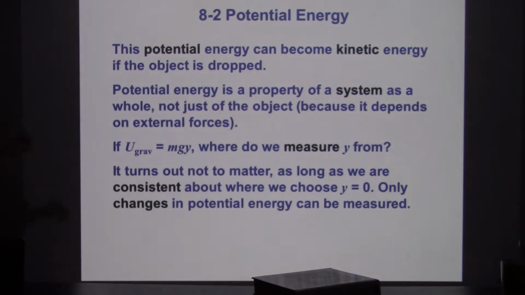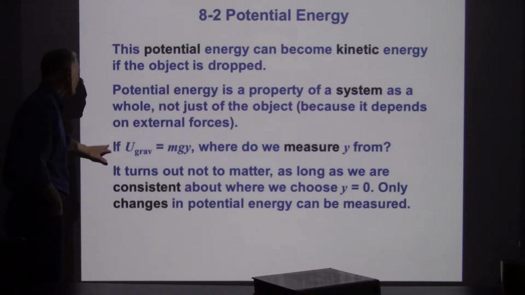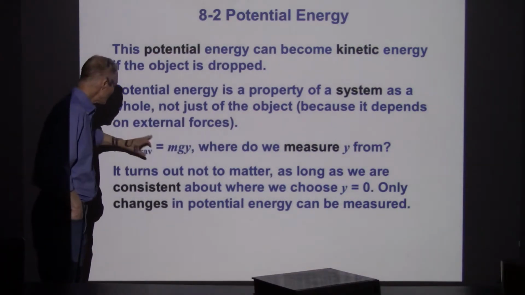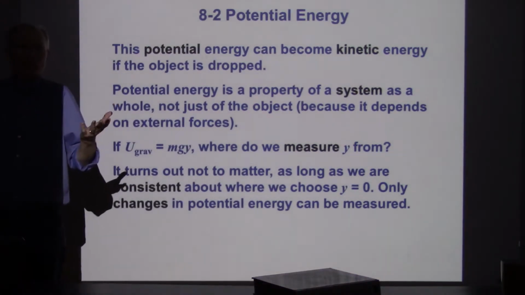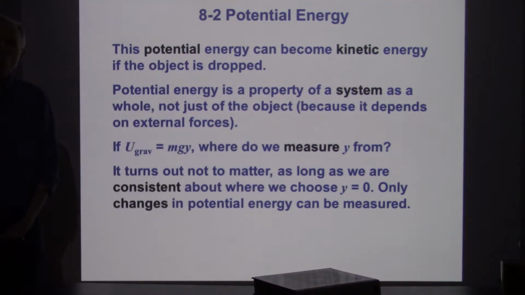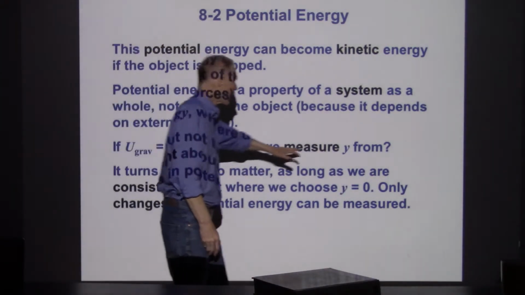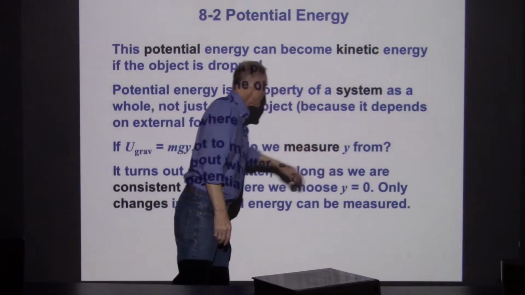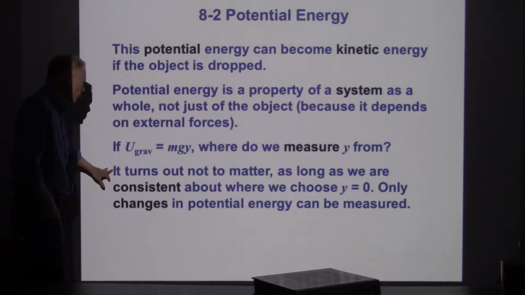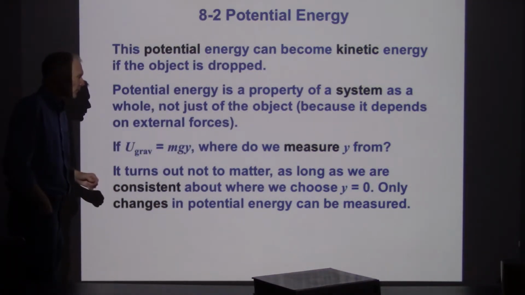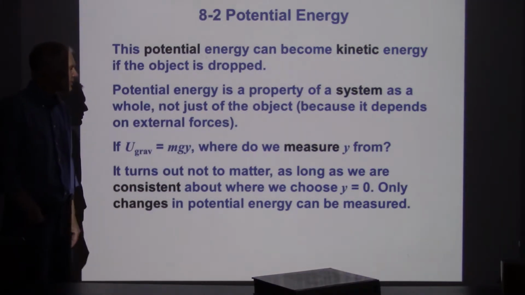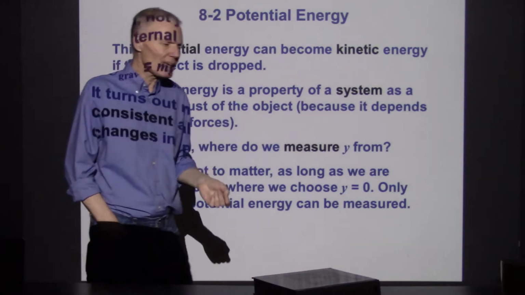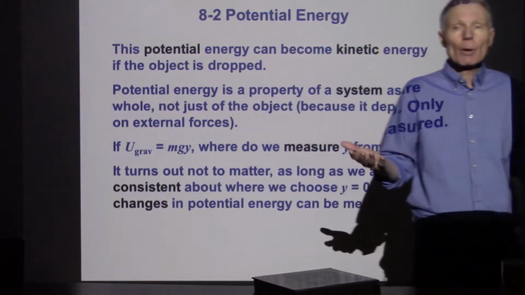Now, another question that they ask right here is, if this is going to be the formula for potential energy, what's the coordinate system we're going to use? Where is y equal to 0? We have to decide what the y values will be, and it turns out that it doesn't really matter. As long as we're consistent about our coordinate system, we can pick y equals 0 anywhere we want.